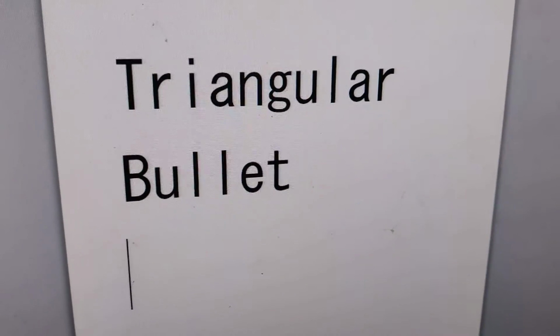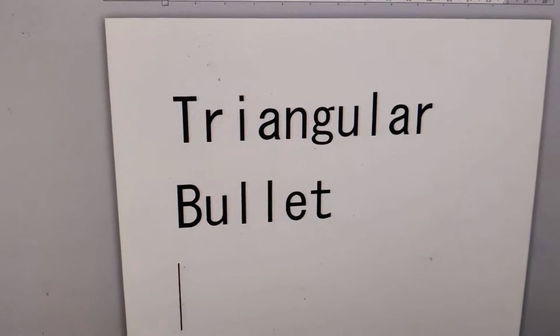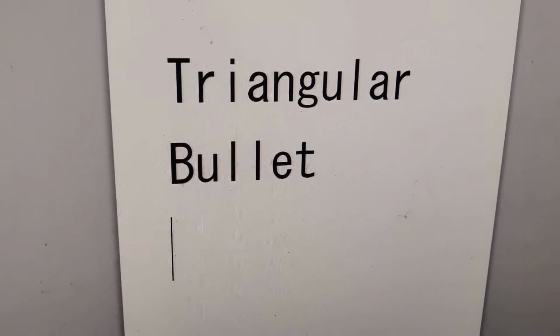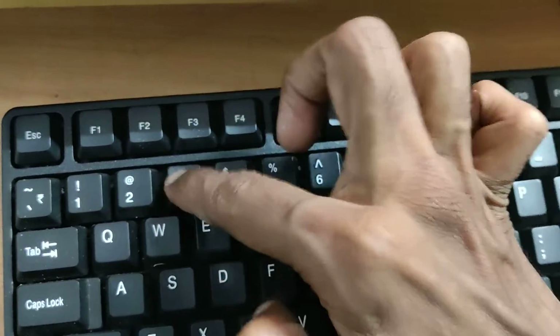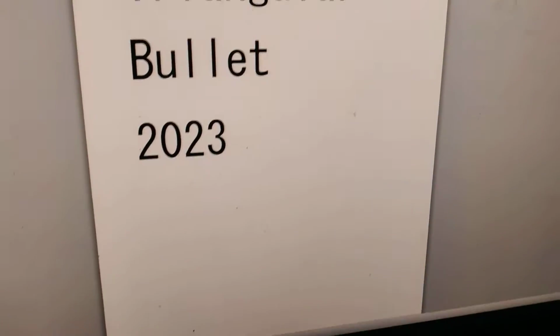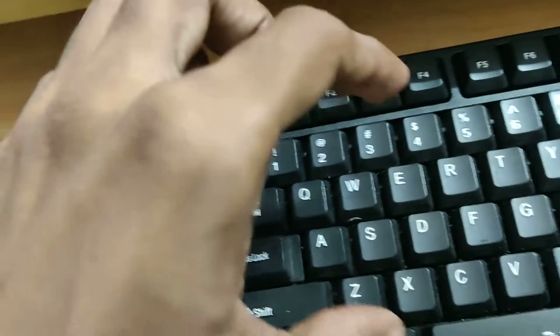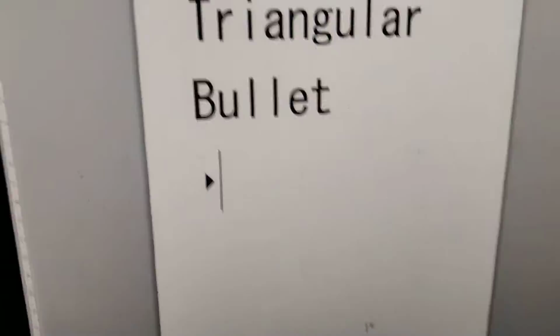Suppose you want to create a triangular bullet symbol in your Microsoft Word document, then you must simply type 2023. So you must type like this, 2023, and after that you can see this is the Alt key and this is the S key. So you must press these two keys at the same time, Alt key and S key. If you press these two keys at the same time, then you can see that this triangular bullet has been added.